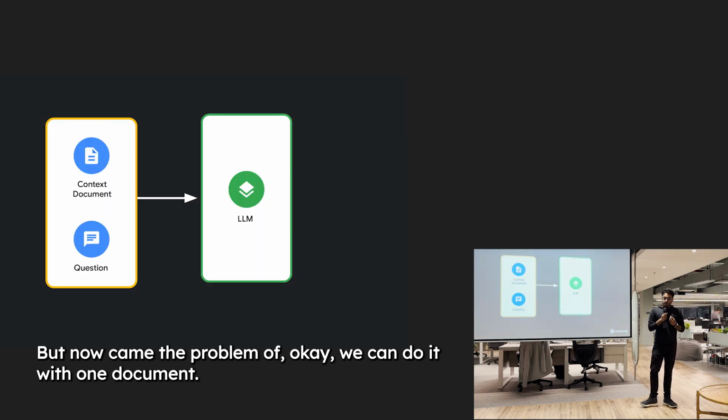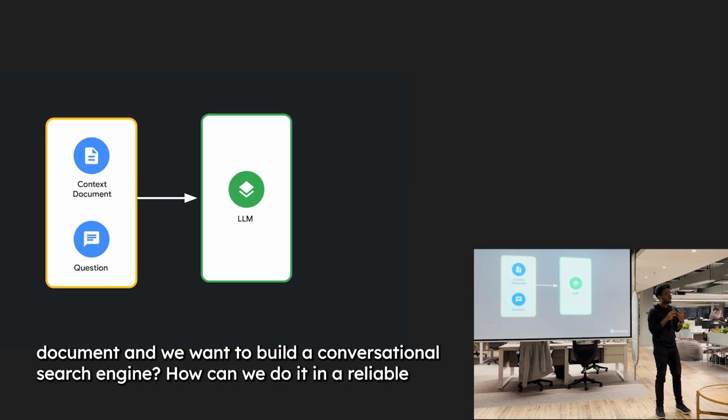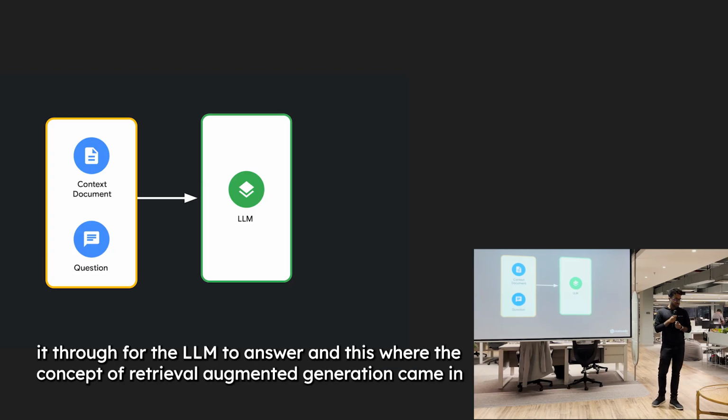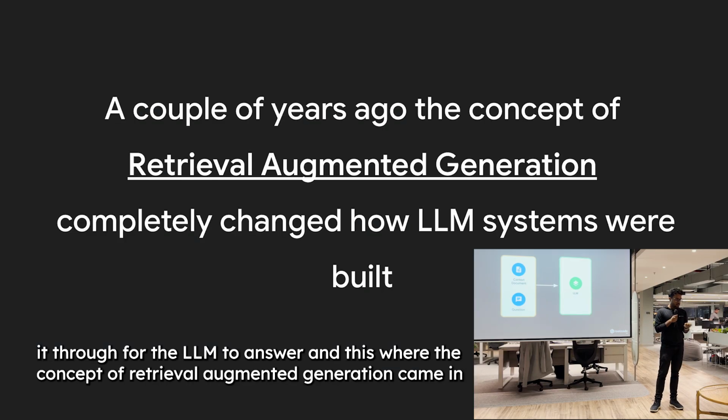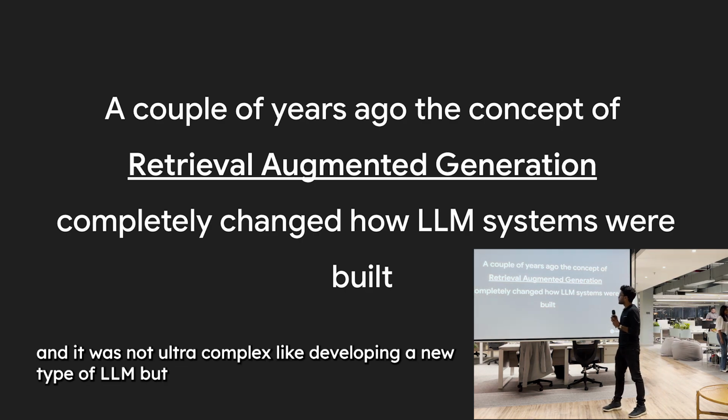But now came the problem of, okay, we can do it with one document. How can we scale this when we have millions of documents and we want to build a conversational search engine? How can we do it in a reliable and predictable way? Now, of course, we can't just condense all of our content and pass it through for the LLM to answer. And this is where the concept of retrieval augmented generation came in.